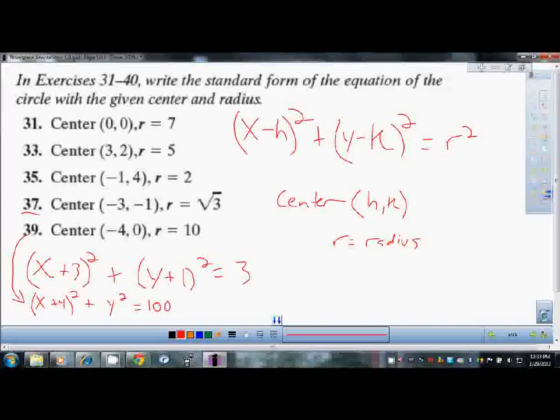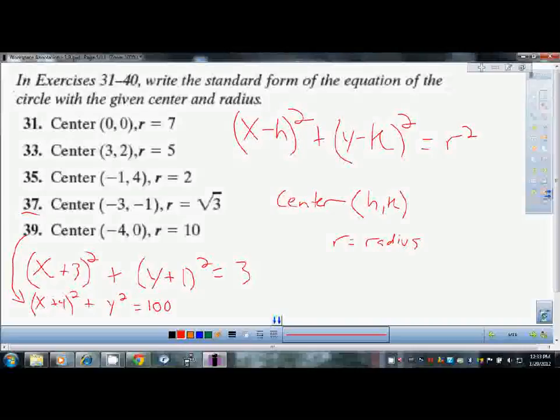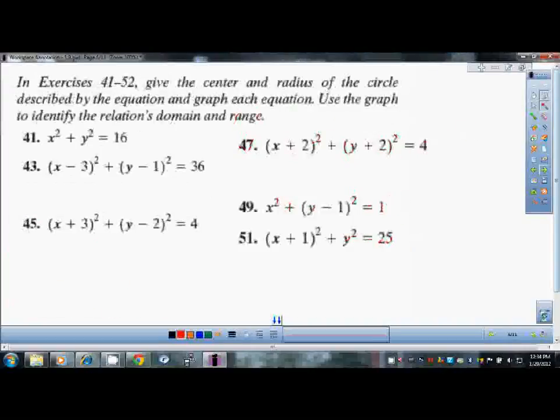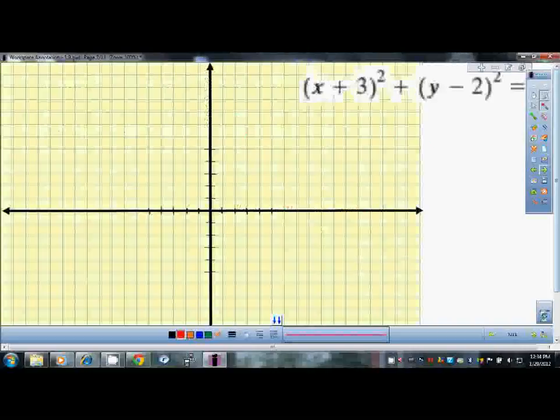And that's all there is to those. Plug them in. That was the equation. Questions? Skipping on. We're going to come back to that one.